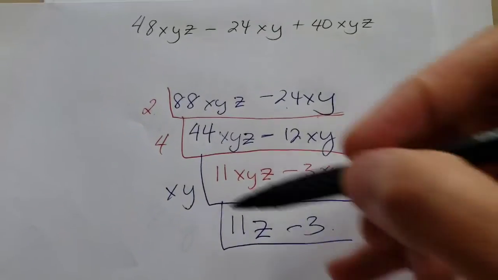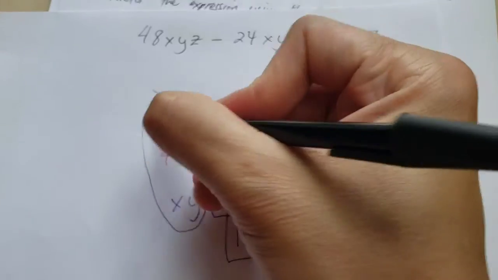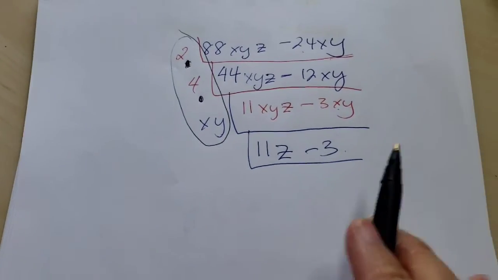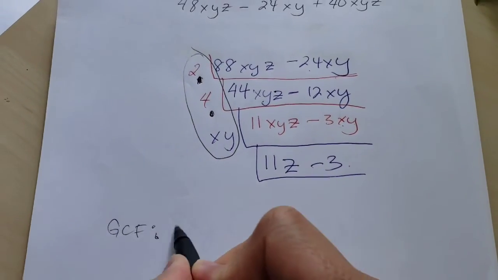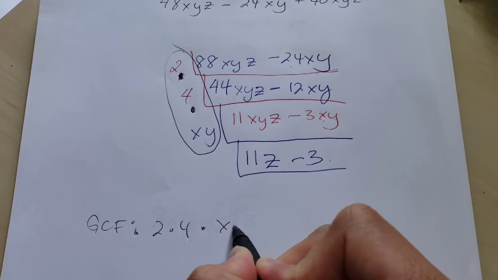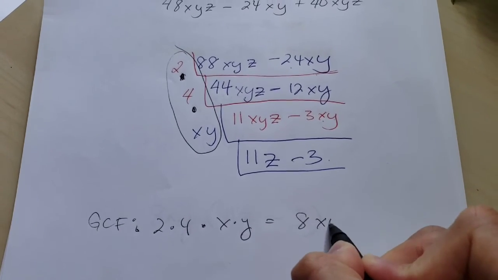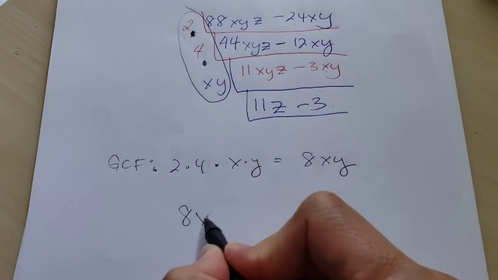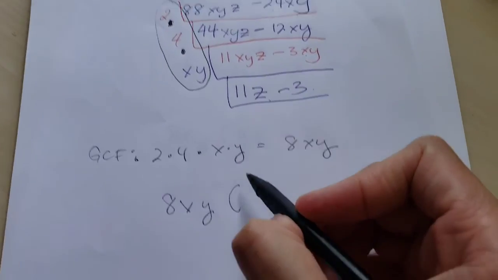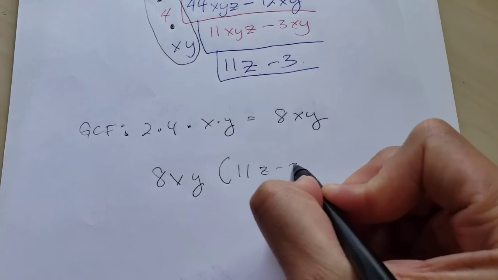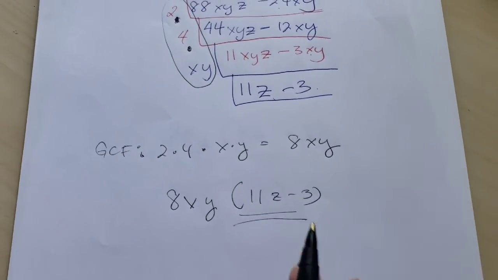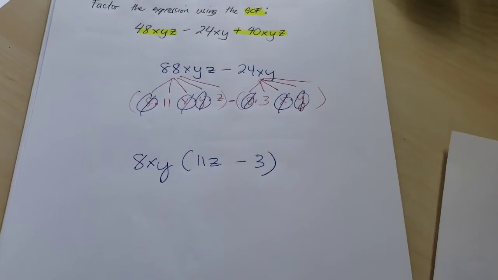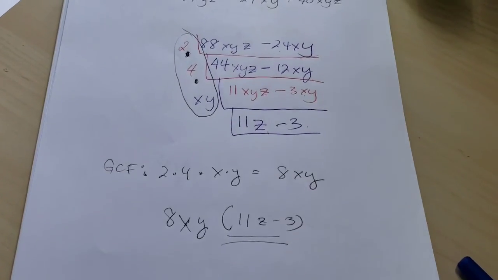So the numbers outside would be your GCF. So you're going to multiply this. So your GCF now is 2 times 4 times x times y, and that gives us 8xy. So similar to what we did earlier. So that is our GCF, 8xy. And what's left over is 11z minus 3. And we are done. So very similar to what we did here. So whatever method you think will work for you, use that.